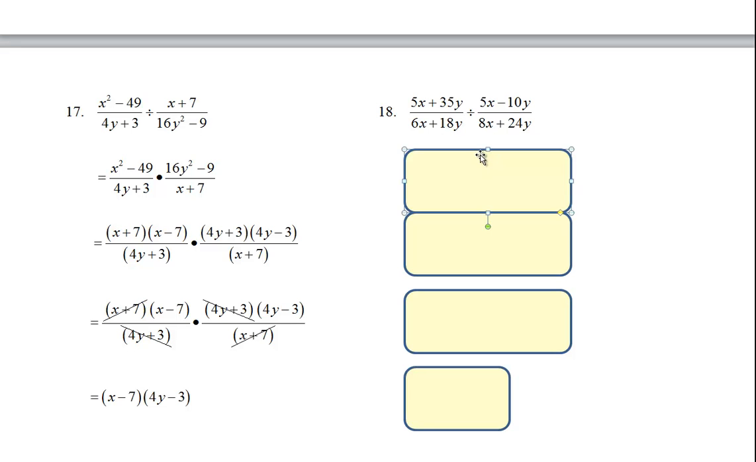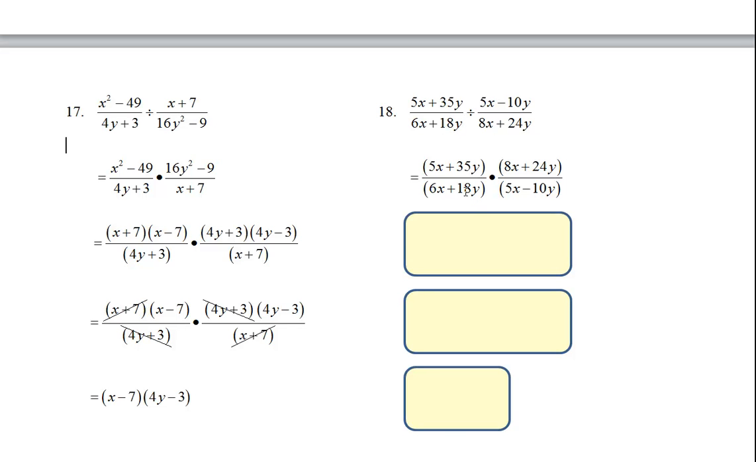First, I'm going to flip it, the one I'm dividing by. Put in parentheses because now I've got to go factor. Looks like a 5 will come out of this one. A 6 comes out of that one. An 8 comes out of this one. And a 5 comes out of that one.